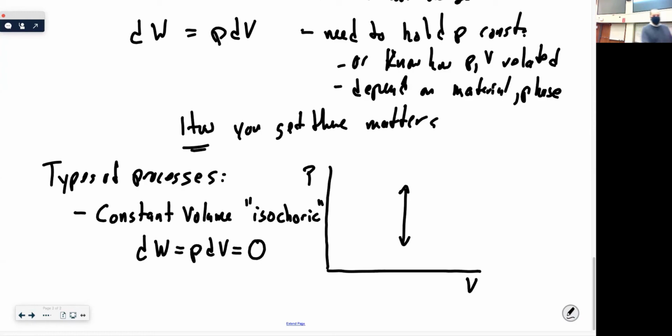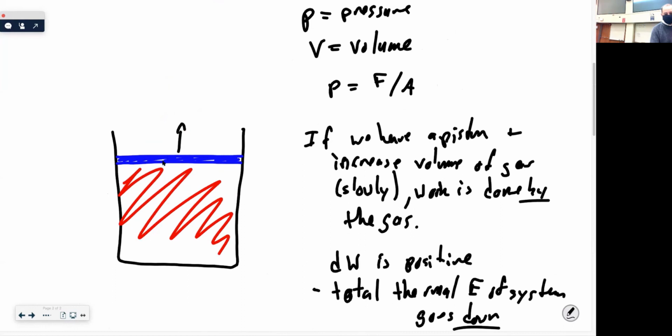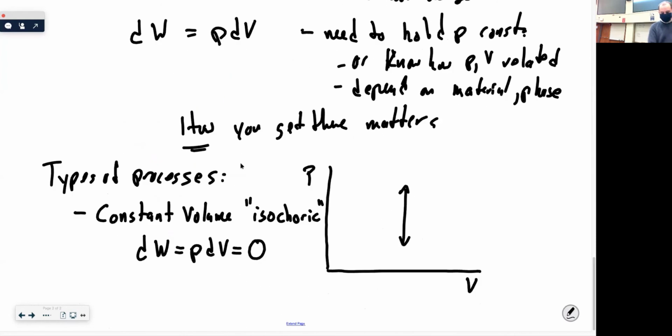Moving up or down in this diagram, again, you're keeping the volume constant. You are holding that steady. No work is being done on or by the gas. You're just adding thermal energy to make the pressure higher, or removing thermal energy to make the pressure lower. This is all heat, no work.